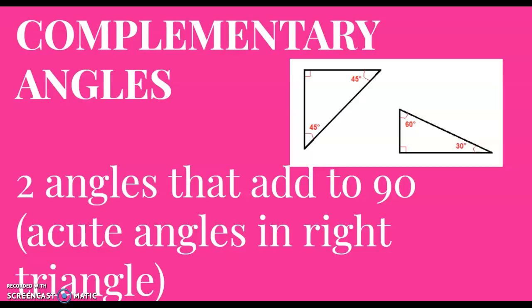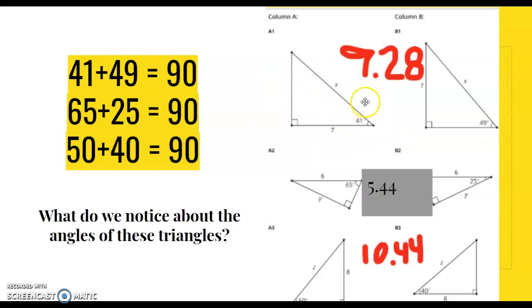These two angles were complementary angles: two angles that add to 90, or the two acute angles in a right triangle. So going back, in this triangle, the other angle, in order for all angles to add to 180, must have been 49, the complement. In this triangle, the other acute angle would have been 41, making these two triangles the same.